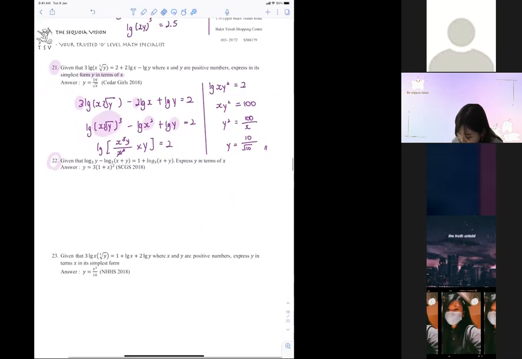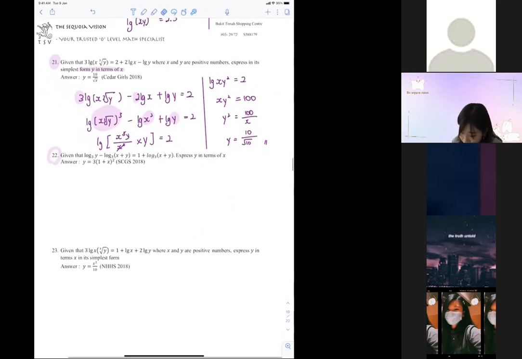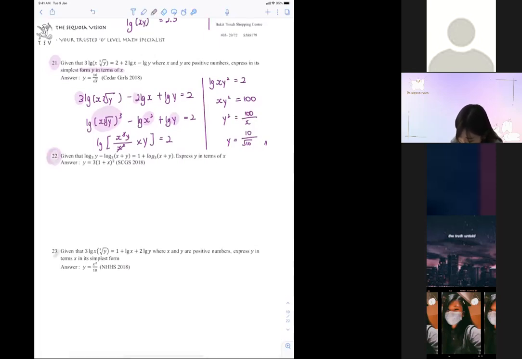Okay, since some of you still cannot, we try a few more times. Can you all continue 22 and 23? I want to see working. Okay, send me your working.